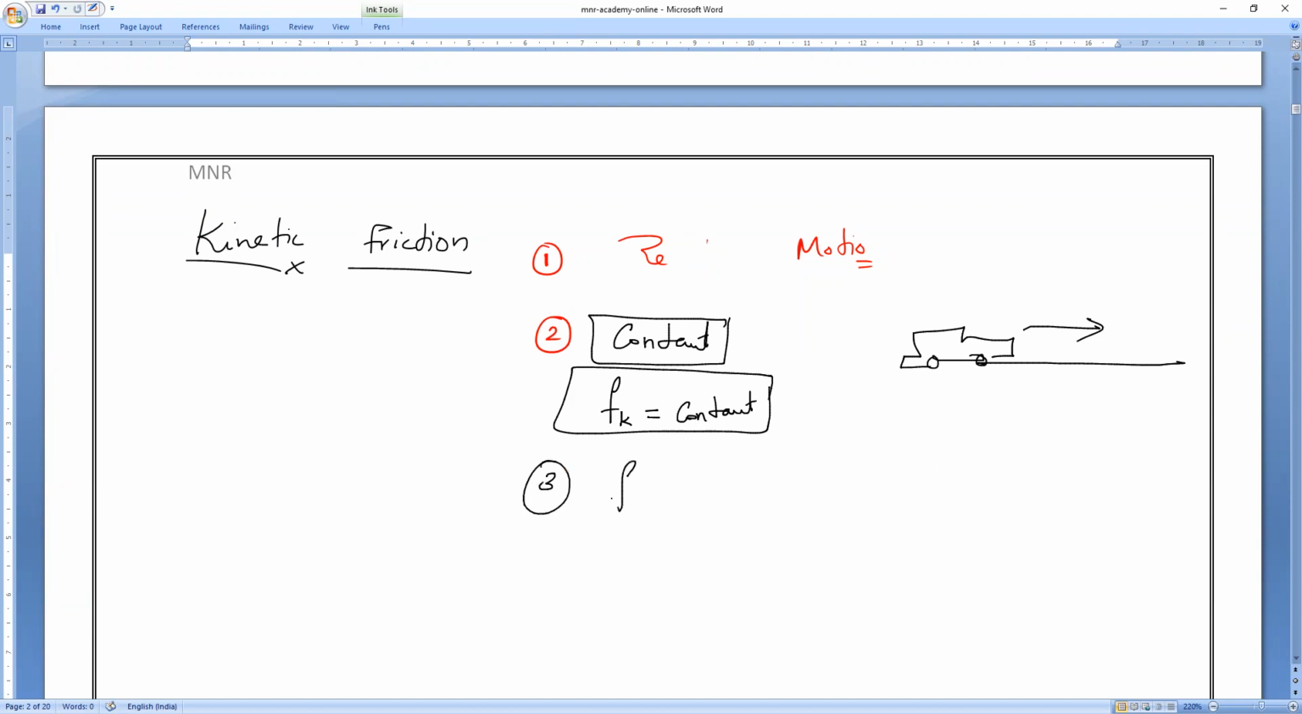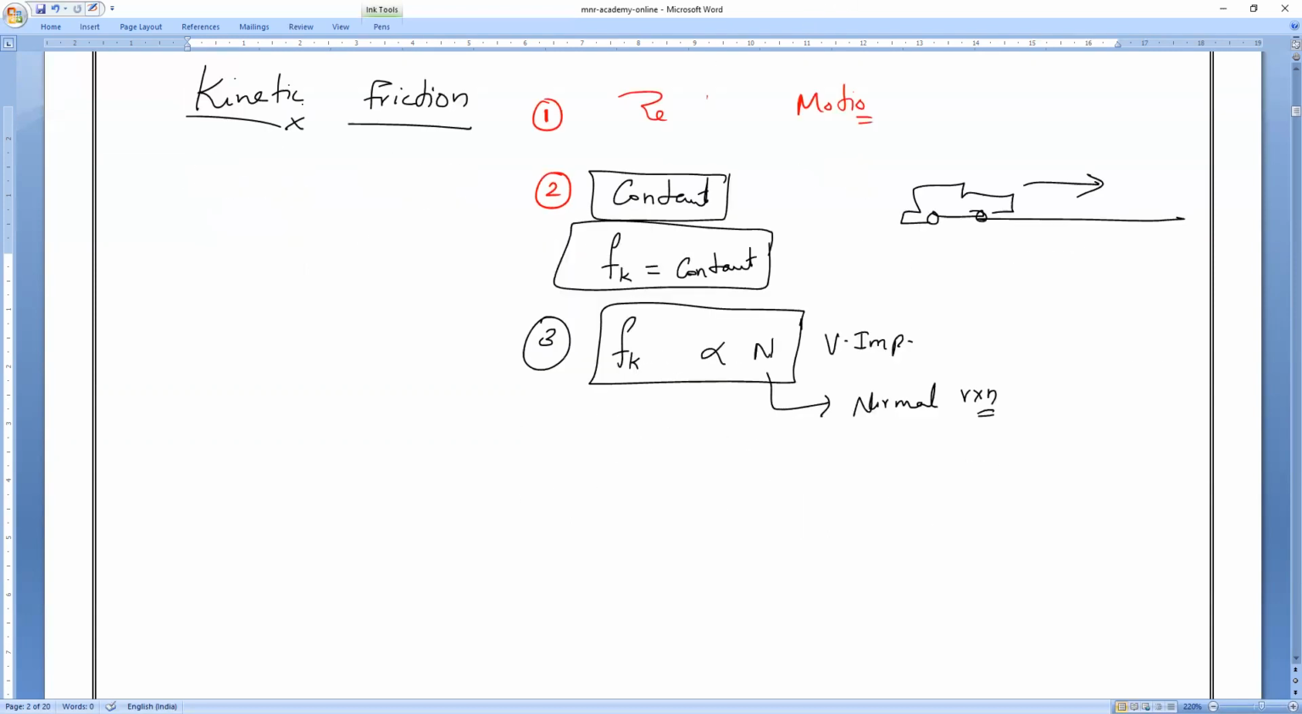Next, this kinetic friction is directly proportional to N. What do you mean by N, everybody? Very, very important point. N means normal reaction. Understand? So that is what I'm expecting.